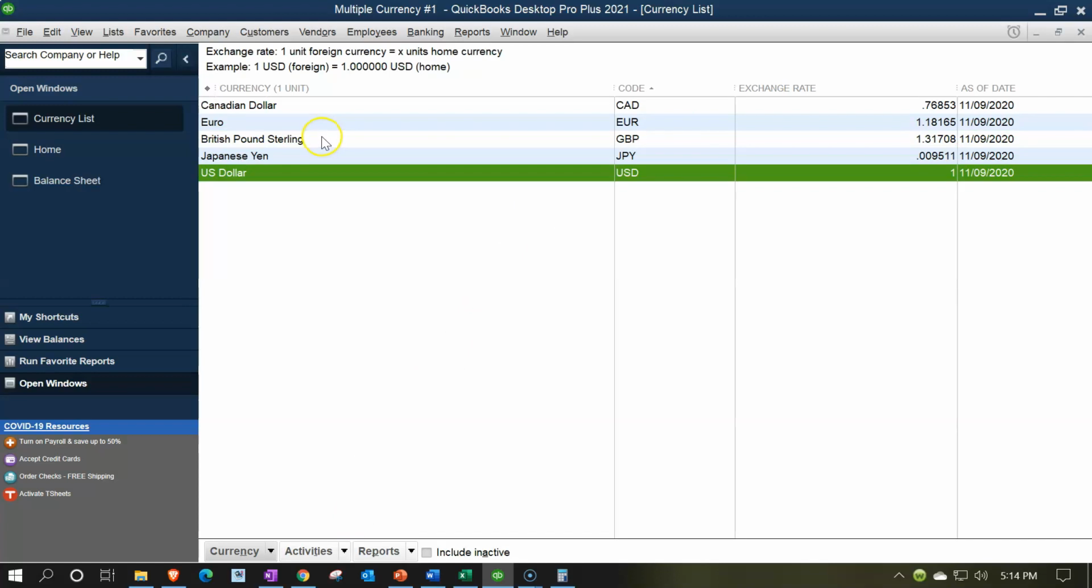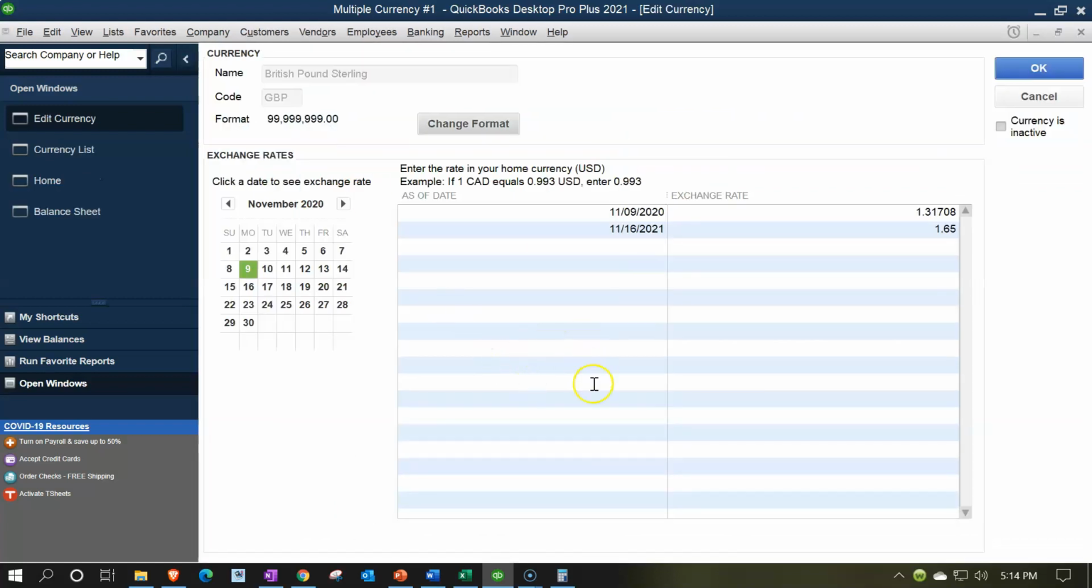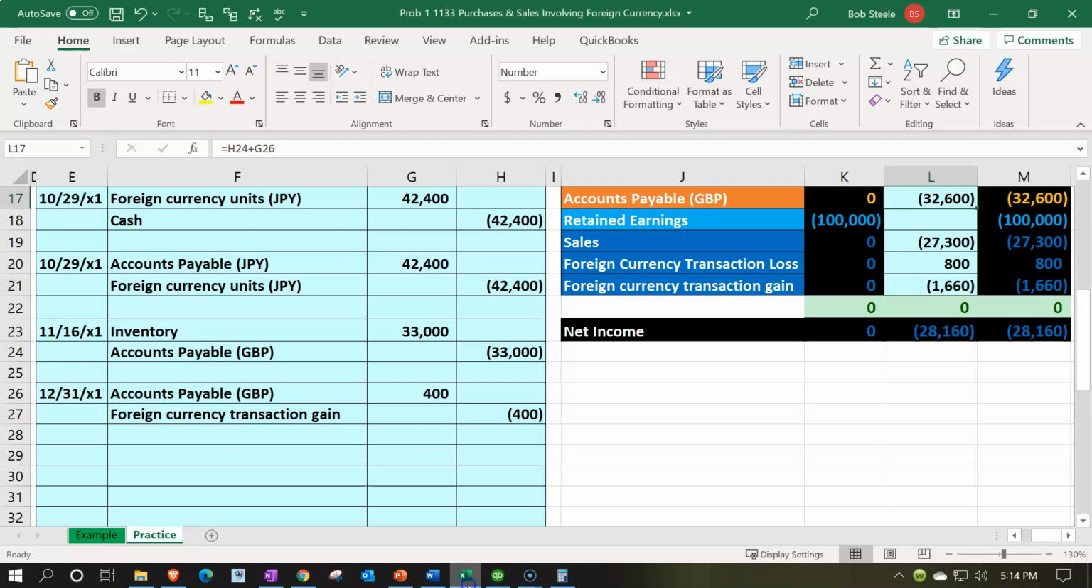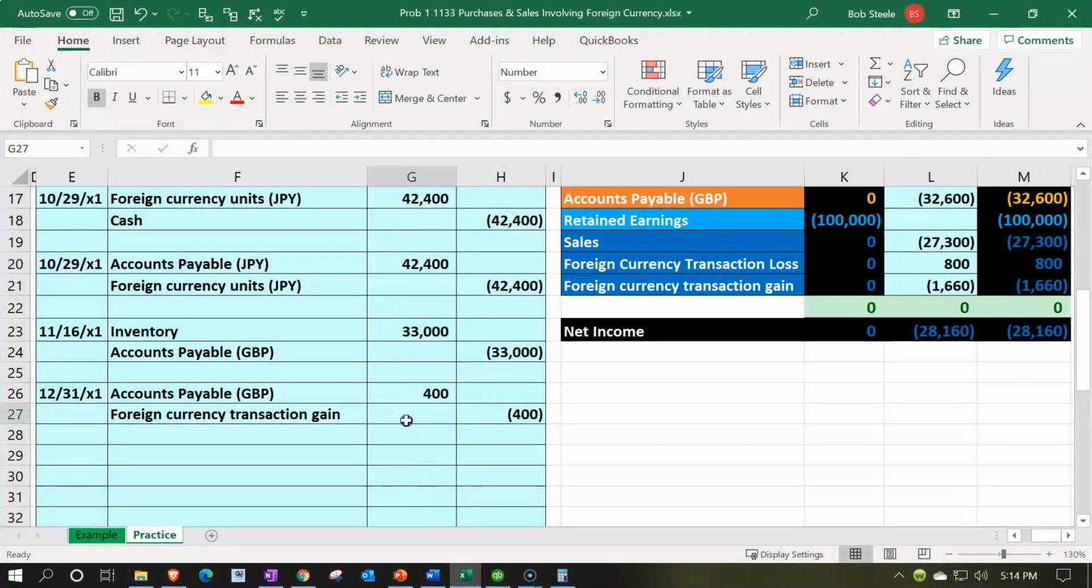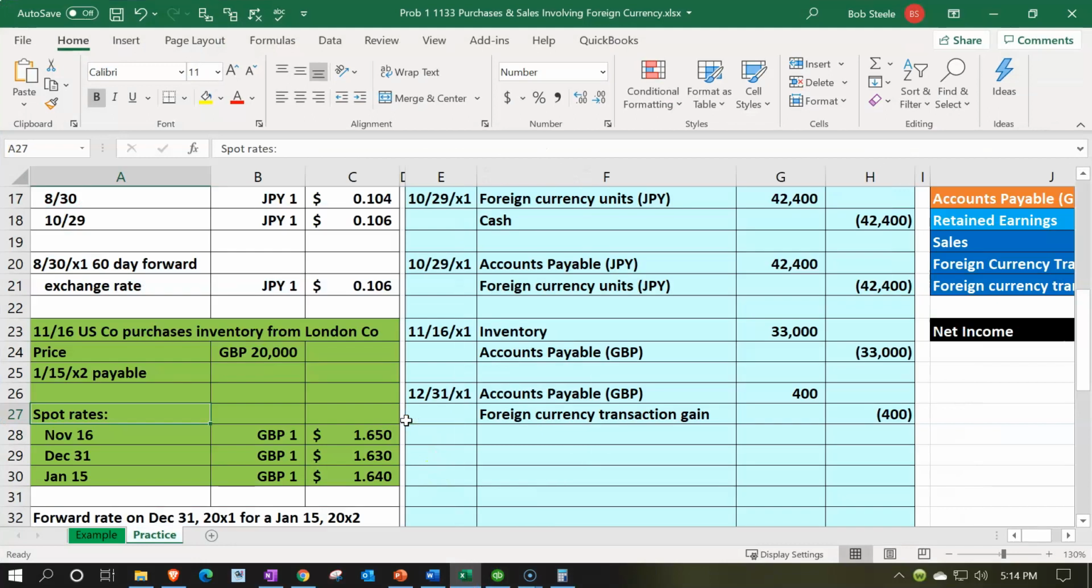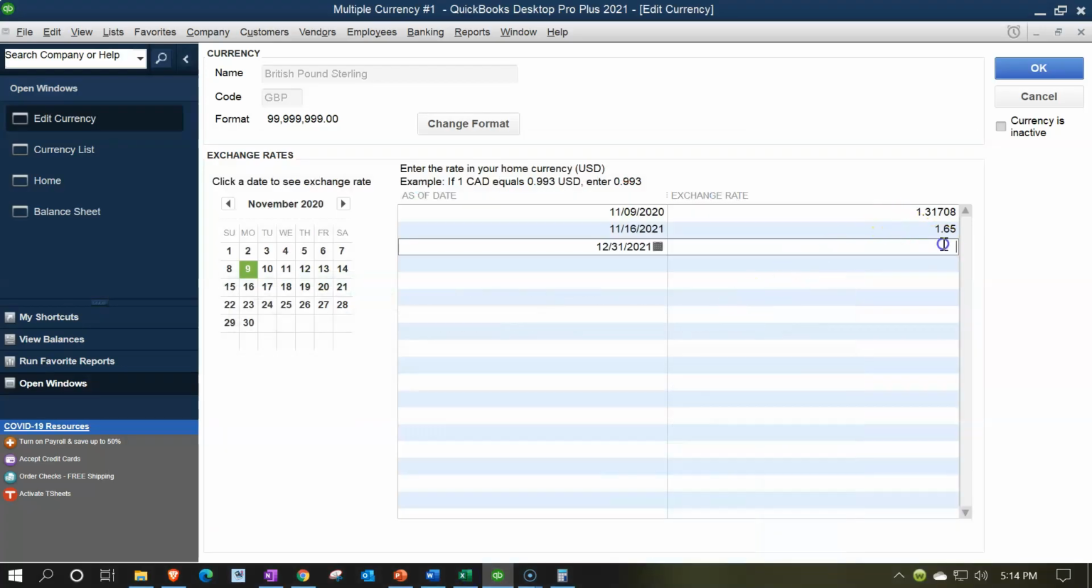So I'm going to double click on the British pound sterling. And then we're going to say this is as of 12/31/21. The rate then will be, what did we say the rate was again? It was 1.63. That's what we said it was.